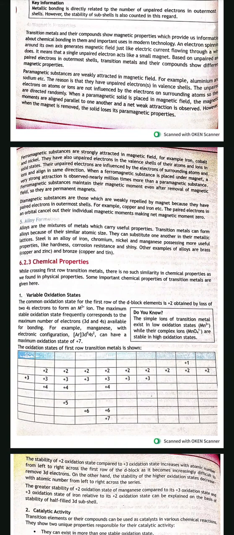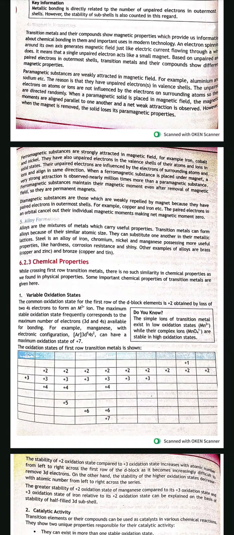Magnetic properties. Transition metals and their compounds show magnetic properties, which provide us information about chemical bonding. An electron spinning around its own axis generates a magnetic field, just like electric current flowing through a wire. It means a single unpaired electron acts like a small magnet. Based on unpaired and paired electrons, transition metals and compounds show different magnetic properties.